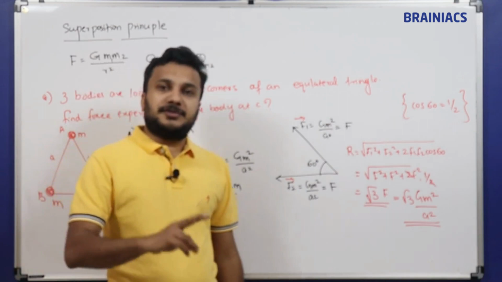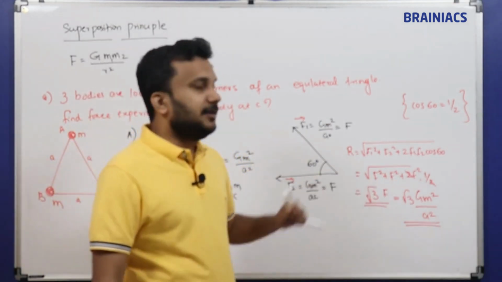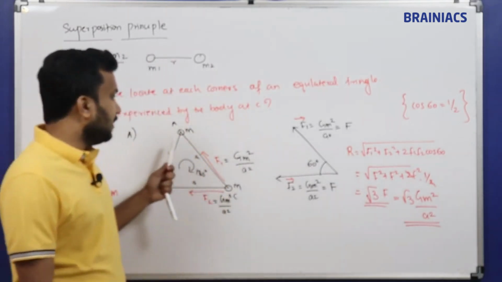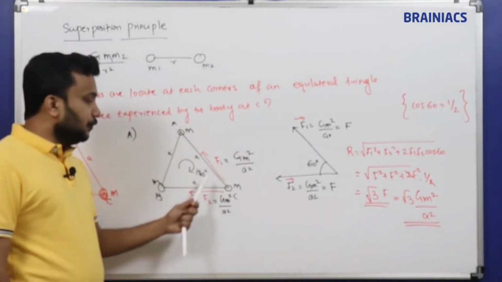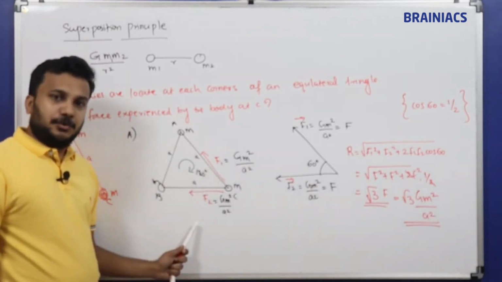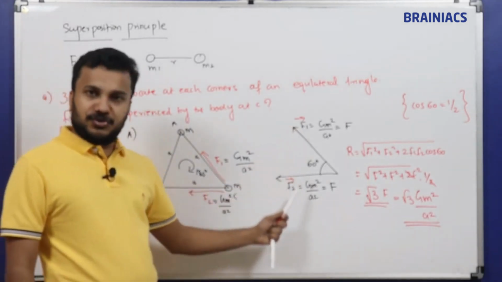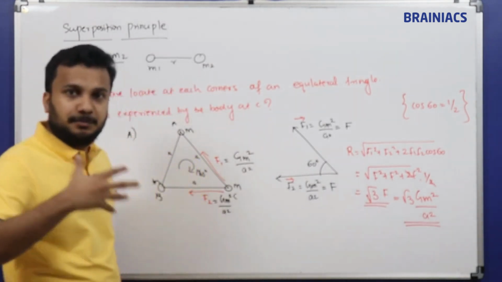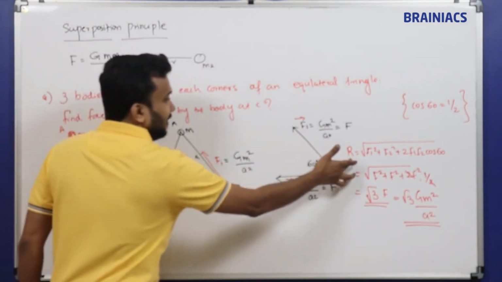Theta is the angle between the two vectors. So we have to use any one of these methods and substitute here to find the answer. Here you can see there are three bodies, so two forces will be here, F1 and F2. F1 we calculated, F2 we calculated. I got two forces. Now how to find the superimposed force? Superimposed means the resultant force.